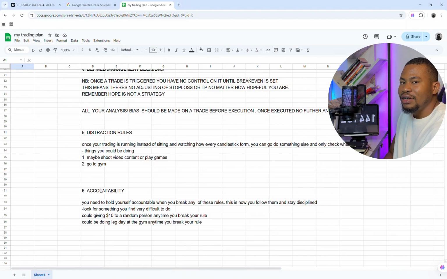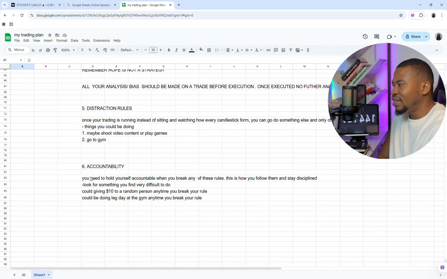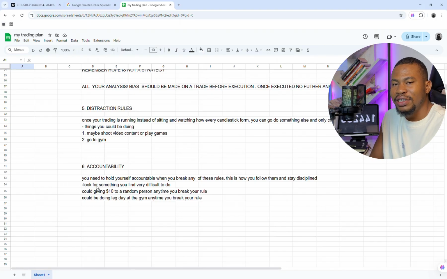So the last one is the most important one, which is accountability. Now there's one big trader that actually does this accountability stuff well. I'm not going to mention his name, but it's someone I look up to. There's no need. This guy, Aleph G, is a very big forex trader. He talks about accountability, all those kinds of stuff. When you don't follow your rule, you do something crazy.